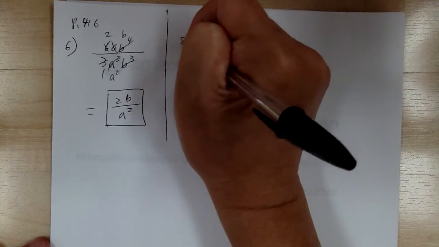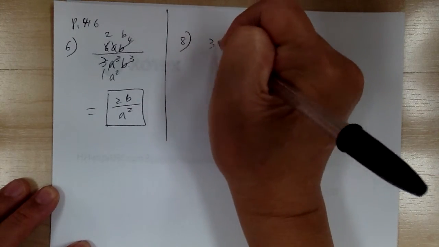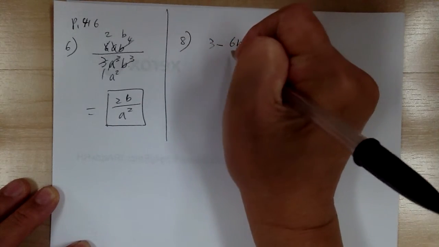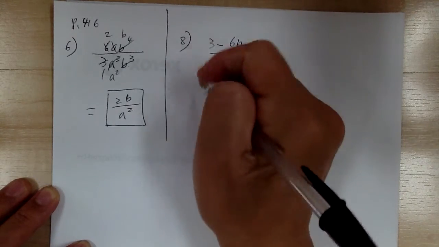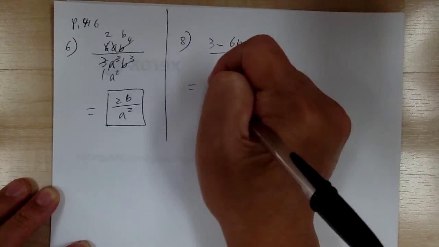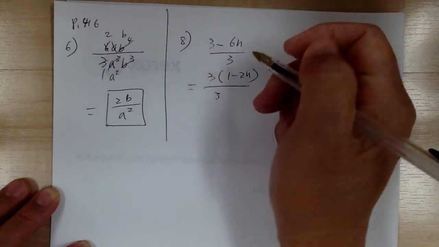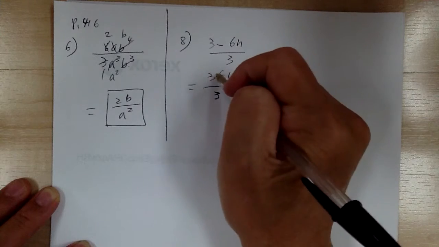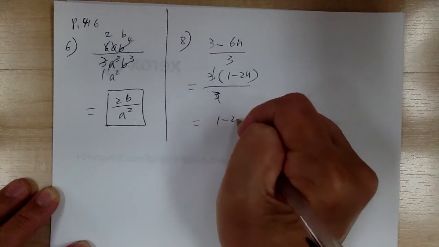Okay, let's go to number 8. You have 3 minus 6n over 3. Do not cancel out terms. What you need to do is factor out the top. Factor out the 3, you get 1 minus 2n over 3. Now this becomes factors, so you can cancel out. So this will equal 1 minus 2n.